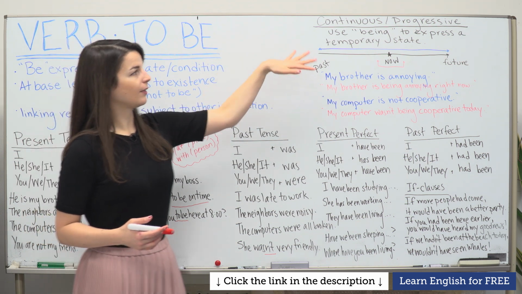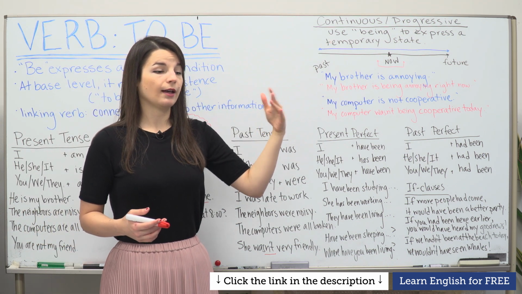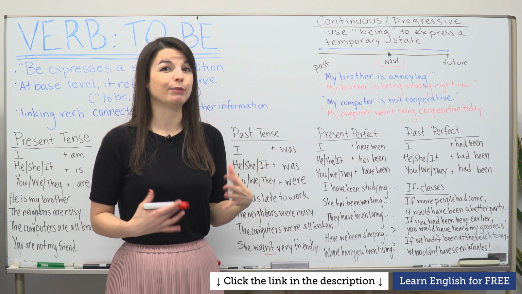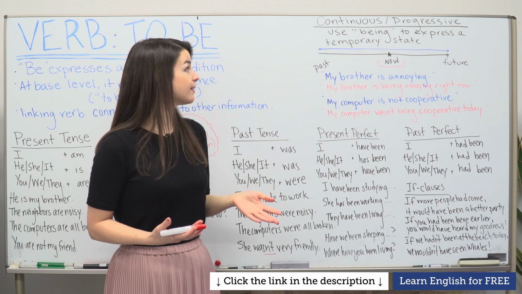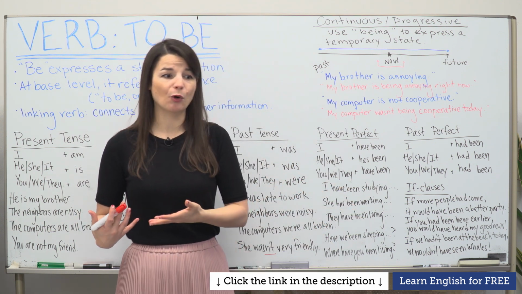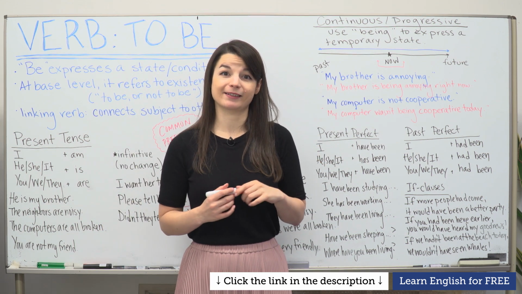I want to talk about the continuous or the progressive form. A couple patterns. Some of you have sent in questions about the use of the word being in sentences like these. Like, what's the difference between including being and no being in an example sentence? So let's take a look at a couple examples.